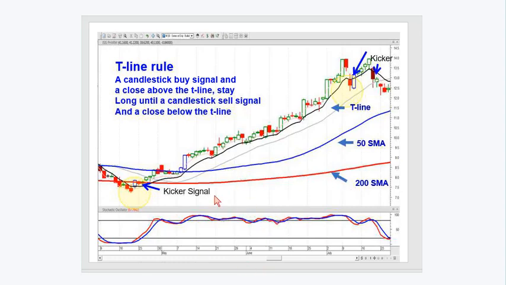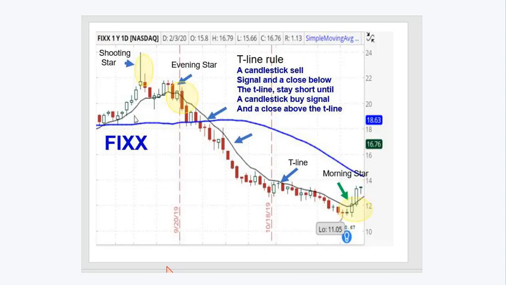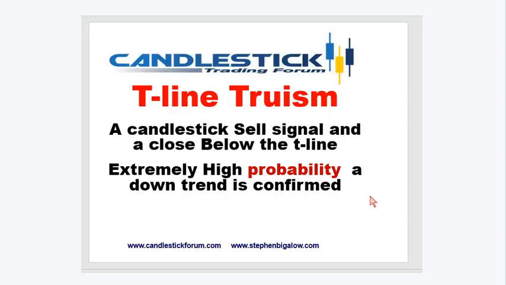So here is the one truism that everybody should always keep in their mind. If you see a candlestick buy signal and a close above the T line, the probabilities are extremely high that the uptrend is confirmed. Same scenario on the downside. If you see a candlestick sell signal and a close below the T line, you've got an extremely high probability that a downtrend is confirming.